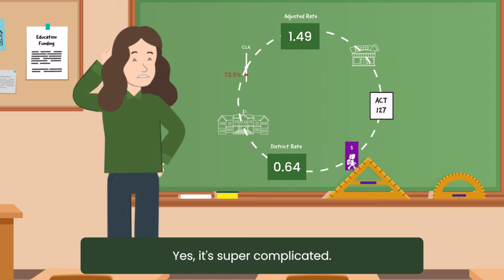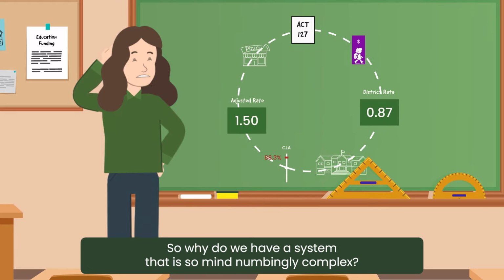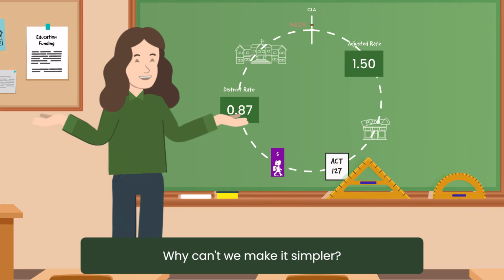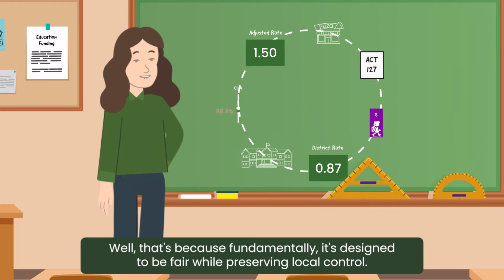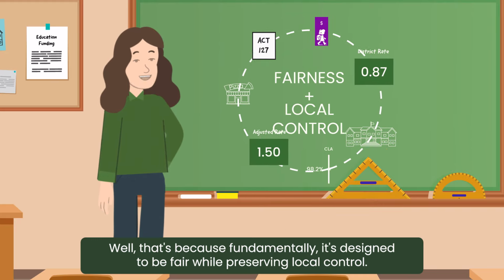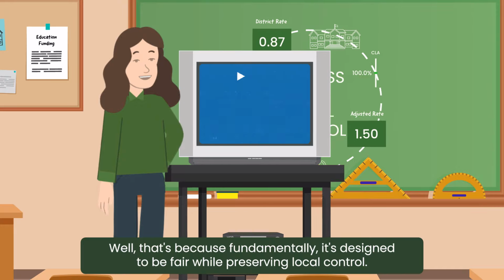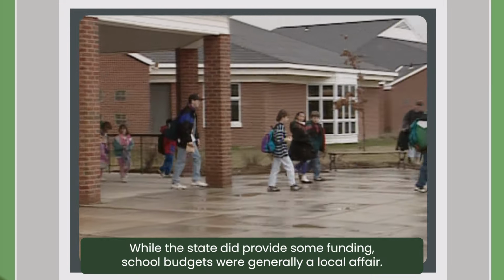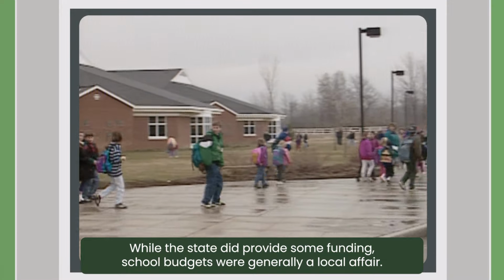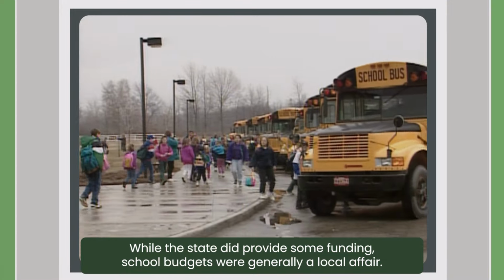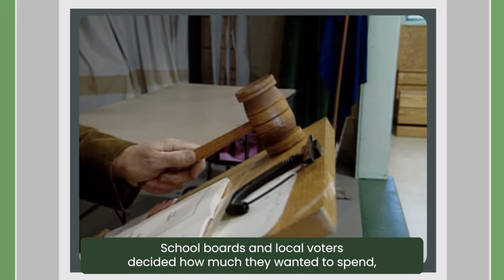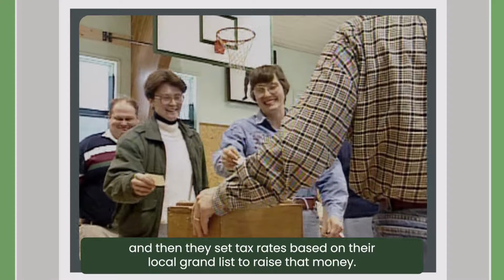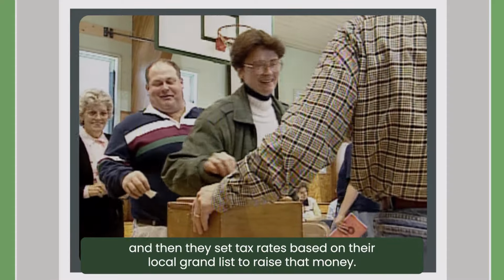Yes, it's super complicated. So why do we have a system that is so mind-numbingly complex? Why can't we make it simpler? Well, that's because fundamentally it's designed to be fair while preserving local control. 30 years ago, we had a very different system. While the state did provide some funding, school budgets were generally a local affair. School boards and local voters decided how much they wanted to spend, and then they set tax rates based on their local grand list to raise that money.